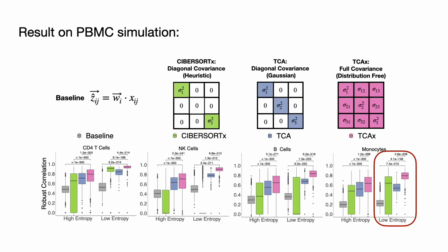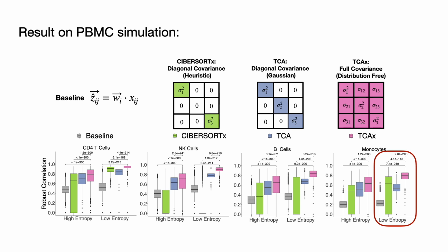You have already seen CibersortX, TCA, and TCX. We added another baseline model to the mix. This is the easiest way we can come up with that gives us cell type specific profile directly from bulk, which is just distributing that bulk profile to each cell type by their sample specific cell type proportion.